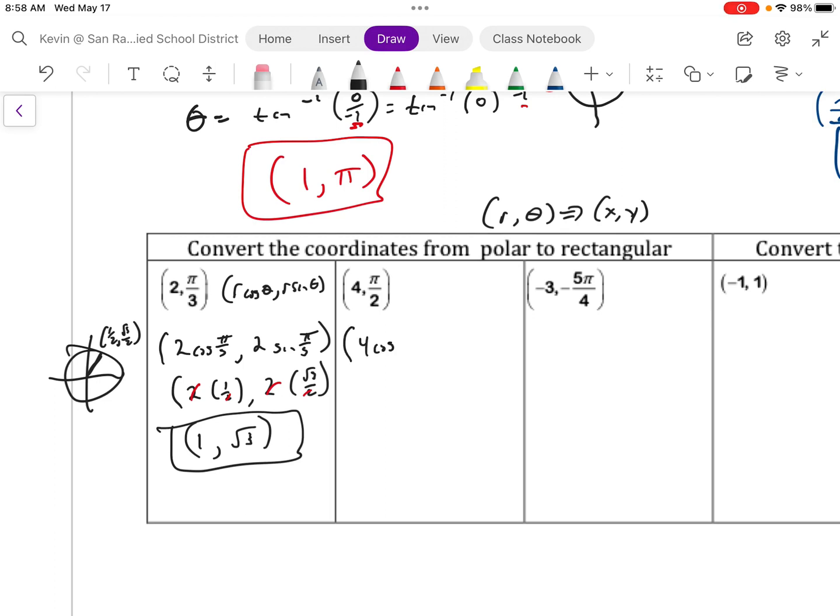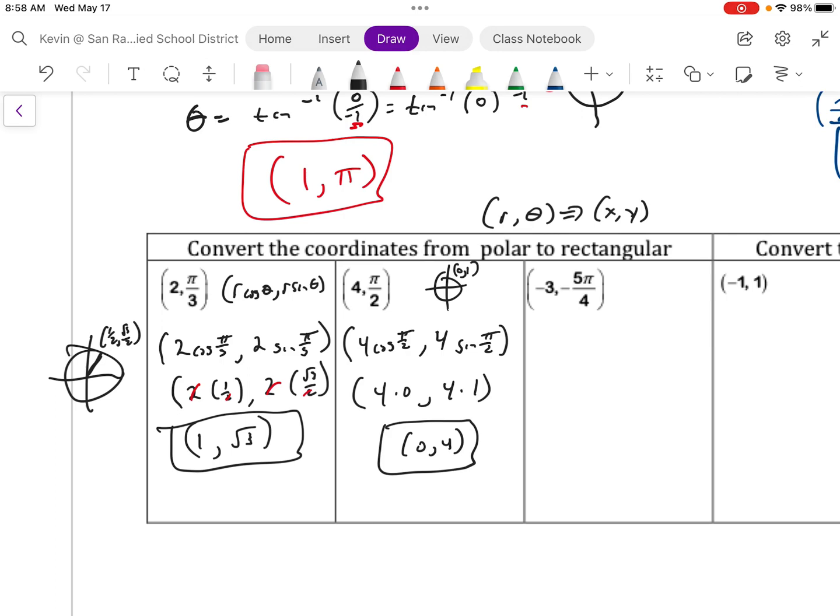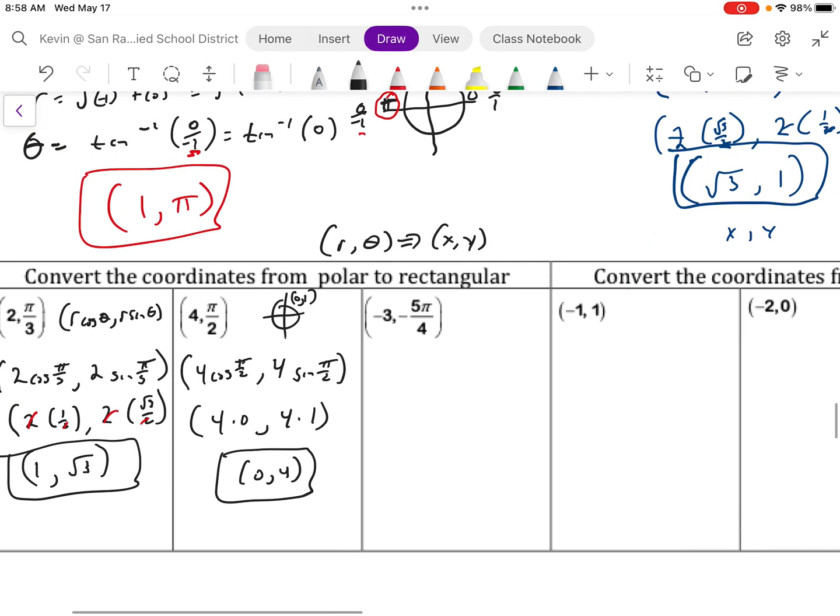Over here, 4 cosine pi over 2, 4 times sine of pi over 2. Pi over 2, again, is 0 and 1. So this is going to be 4 times 0 and 4 times 1. So this would be 0, 4. Simple stuff.